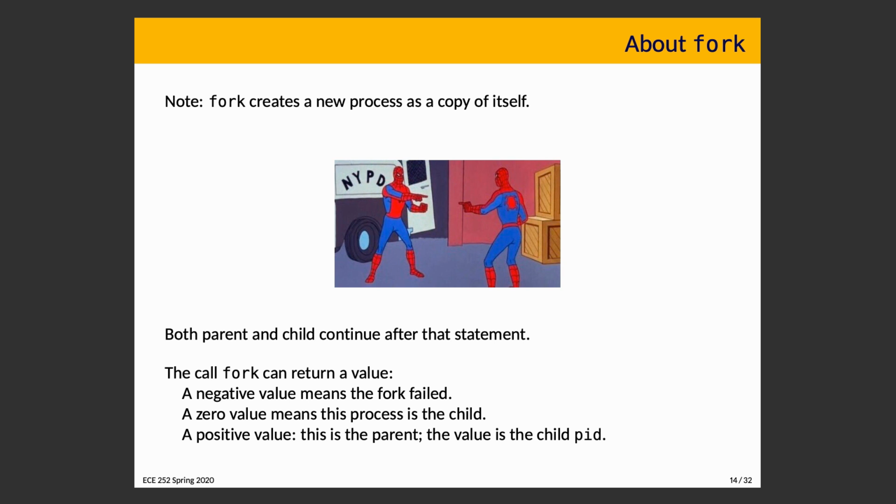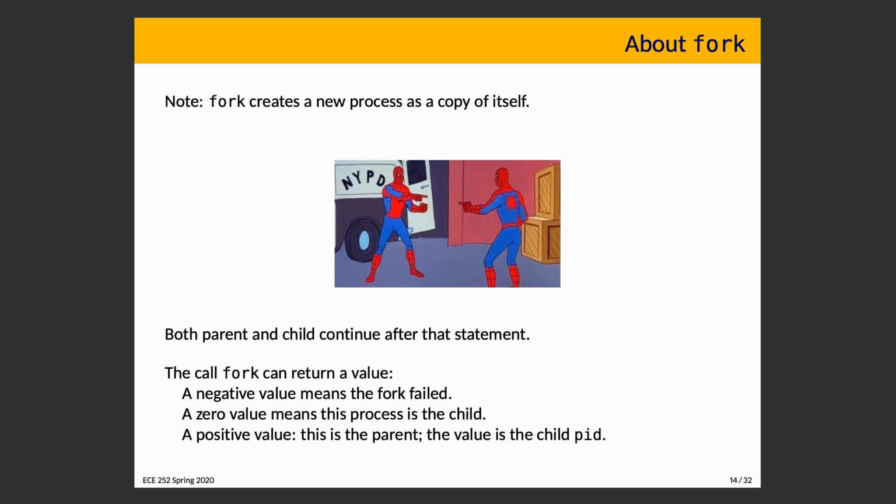It is the same executable. It's at the same line. All the memory values are the same. It is a clone. It is a duplicate of the parent process. And both the parent and the child continue after fork. They will be able to, at that point, diverge and start to be different from one another.